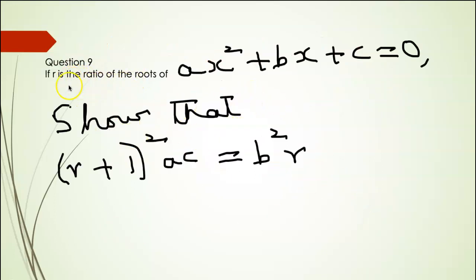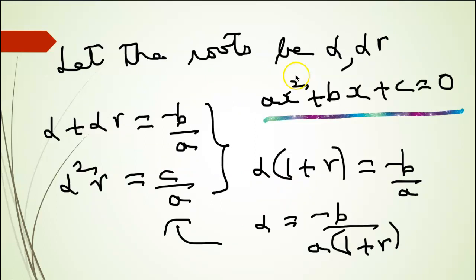Now next question, if r is the ratio of the roots of ax squared plus bx plus c equal to 0, show that r plus 1 the whole squared into ac is b squared r. So let the roots be alpha and alpha r. So I get alpha plus alpha r is minus b by a. Alpha into alpha r, that is alpha squared r, is c by a. Take out alpha here. So I get alpha into 1 plus r is minus b by a, or alpha is minus b by a into 1 plus r.